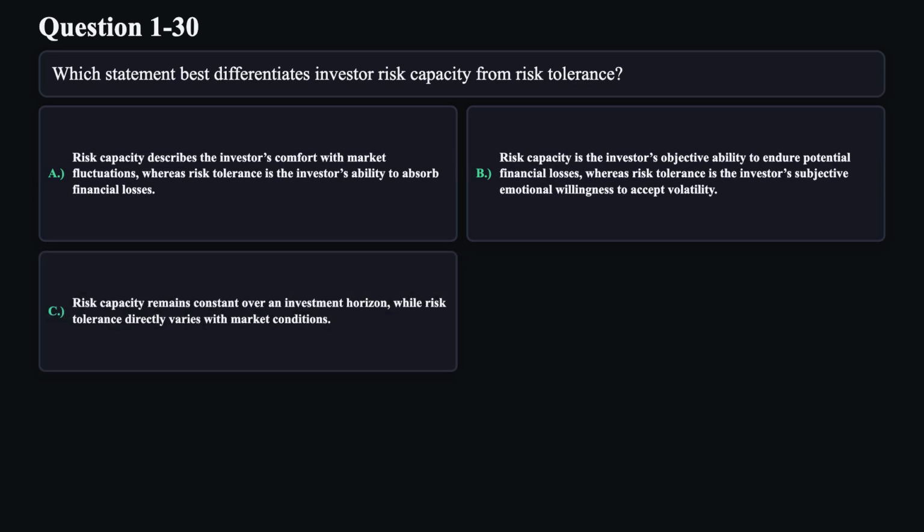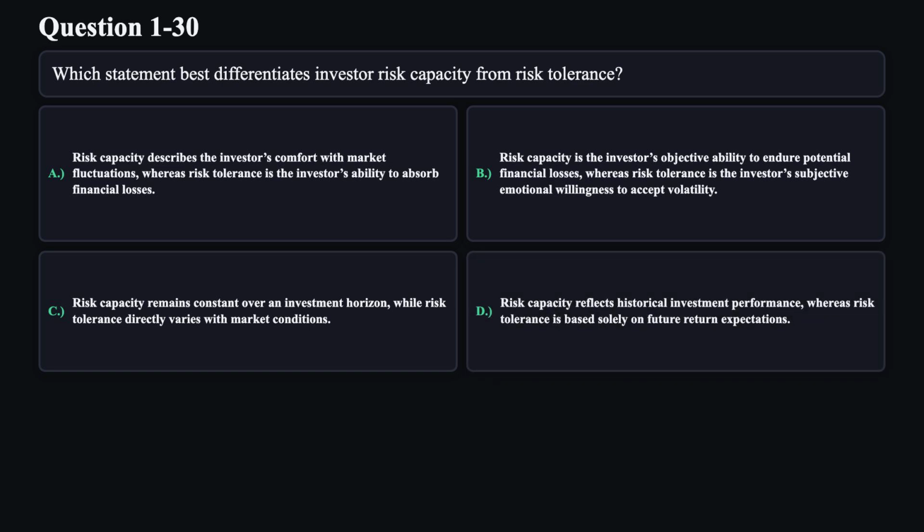C. Risk capacity remains constant over an investment horizon, while risk tolerance directly varies with market conditions. D. Risk capacity reflects historical investment performance, whereas risk tolerance is based solely on future return expectations.